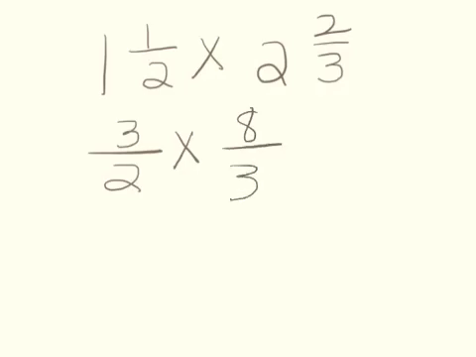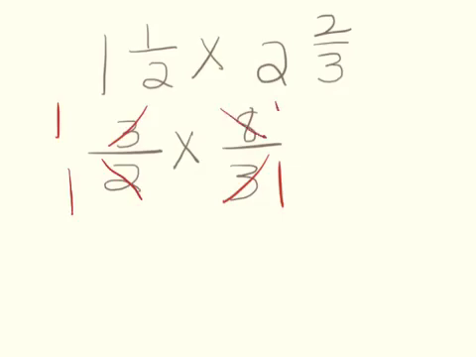Denominator stays the same. I look for opportunities to cross cancel, and here I can see with my 3 and 3 that a 3 can go into both, so I'm going to do 3 divided by 3 is 1, 3 divided by 3 is 1. Here I've got 2 and 8. I know 2 can go into both of those, so I'm going to divide 2 divided by 2 is 1.